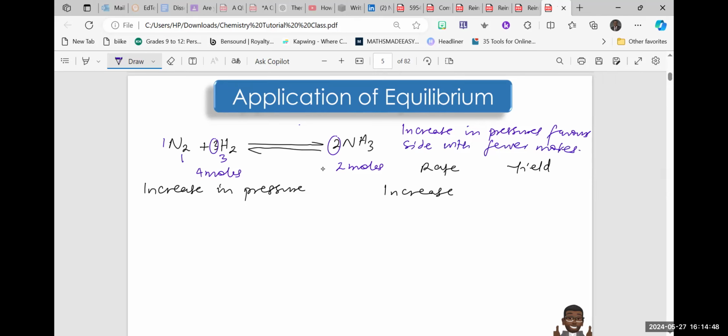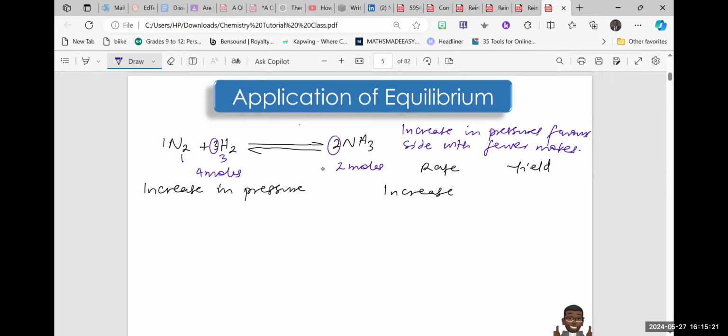So decrease in pressure will favor the side with more moles. For this Haber process, the side with fewer moles is the side where the product is, which is ammonia. So that tells us that if the equilibrium shifts to the side where ammonia is, what happens to the yield? Will yield increase or decrease? Anyone? Will yield increase or decrease?